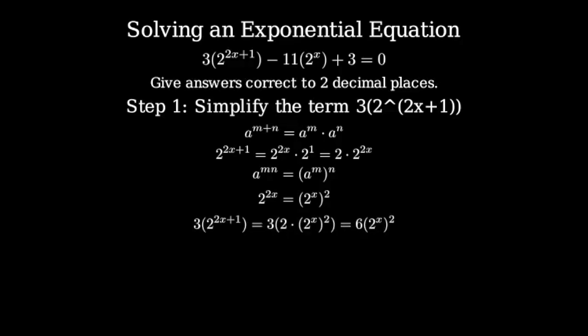Now, let's substitute this back into our original equation. The equation becomes 6 times 2 to the power of x squared minus 11 times 2 to the power of x plus 3 equals 0.